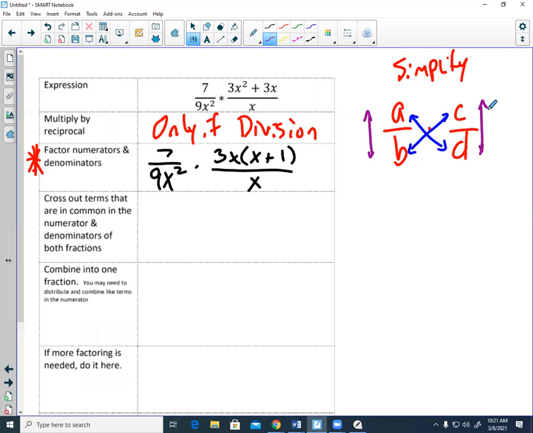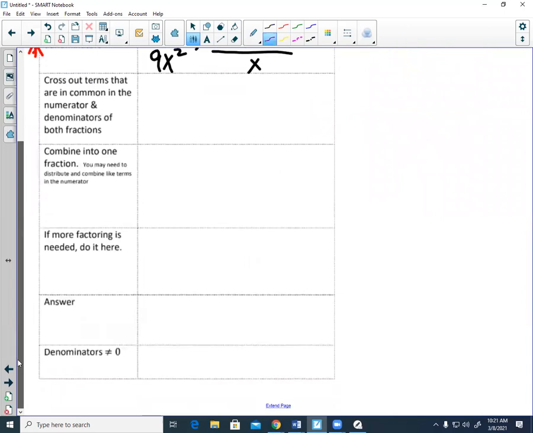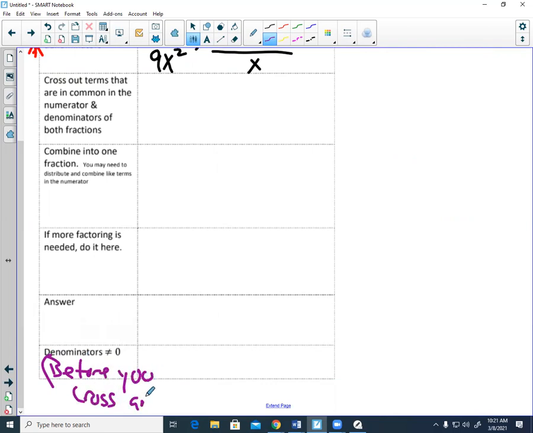Okay, now an important part, because down here at the very bottom, where it says denominators don't equal 0, I'm going to put a little important note here. I'm going to say find denominators that can't equal 0 before you cross anything off.